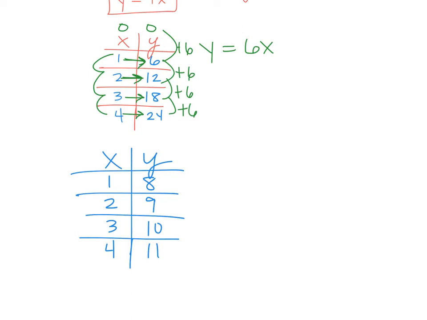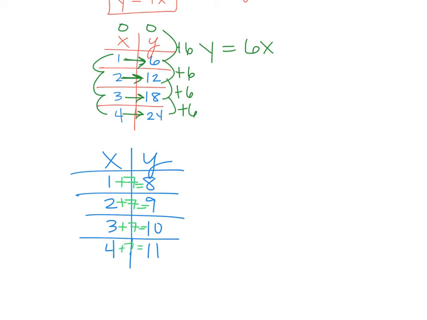Okay, did anyone figure it out? What am I doing to the x to get the y, Lance? You add 7. Okay, so look here. If I go 1 plus 7, I'm going to get 8. 2 plus 7, I'm going to get 9. 3 plus 7, I get 10. 4 plus 7, I get 11.